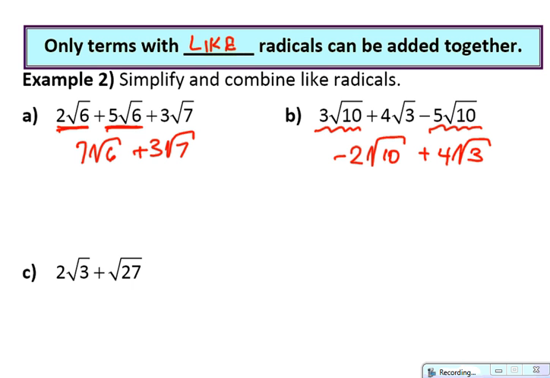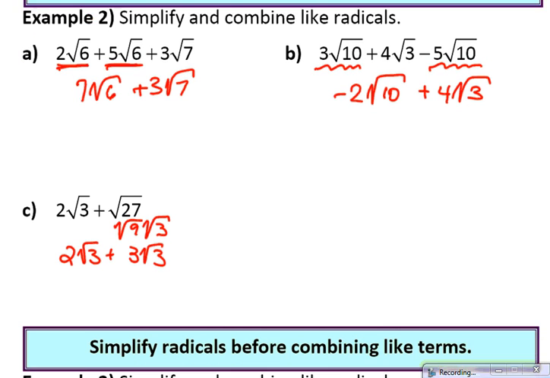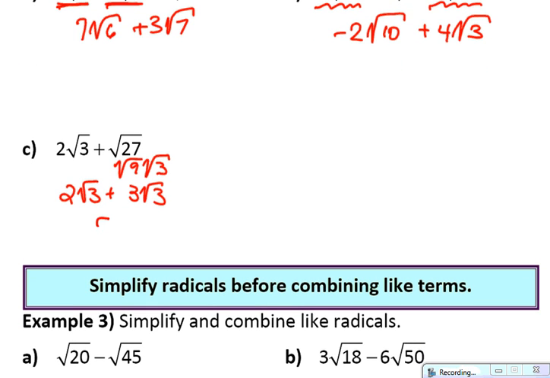Then when I get to example C, they appear different. But if I were to simplify the square root of 27, things might change. So let's take a look. Square root of 27 is going to break up into 9 and 3. So that's going to really be 3 radical 3. So now I have 2 radical 3's plus 3 radical 3's. They are like terms, and I can add them and get 5 radical 3's.